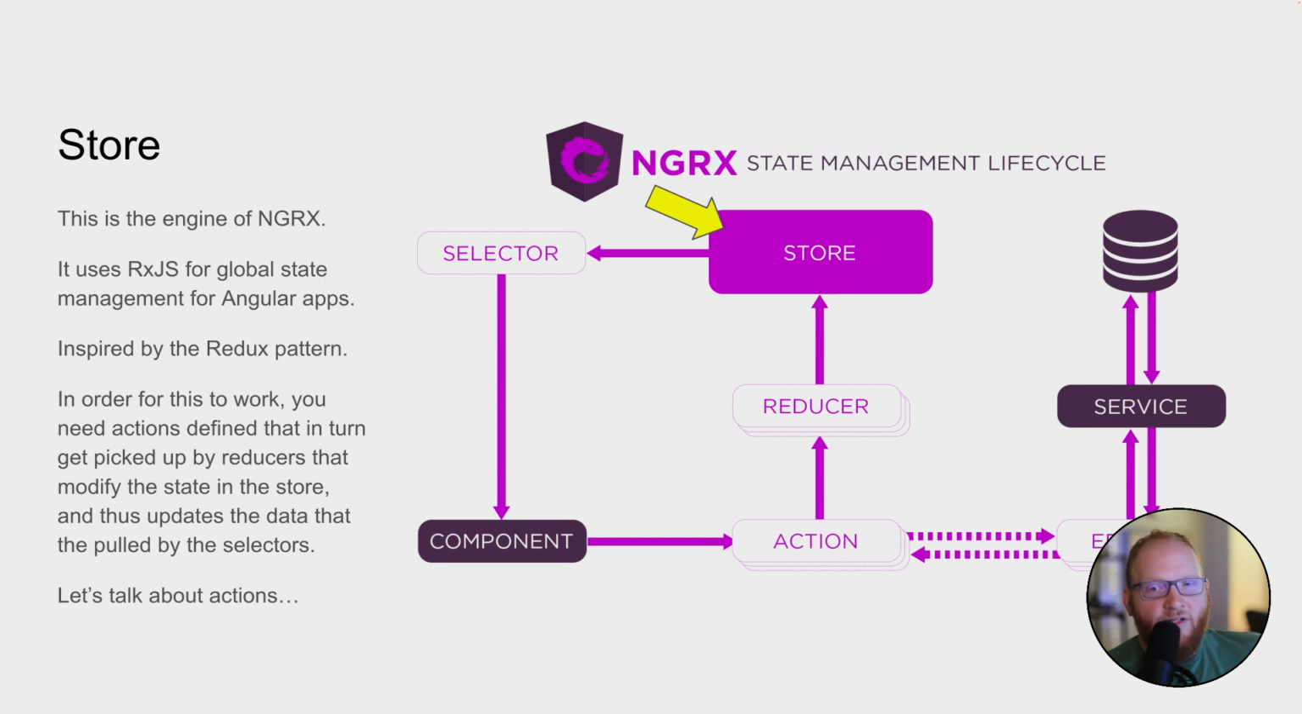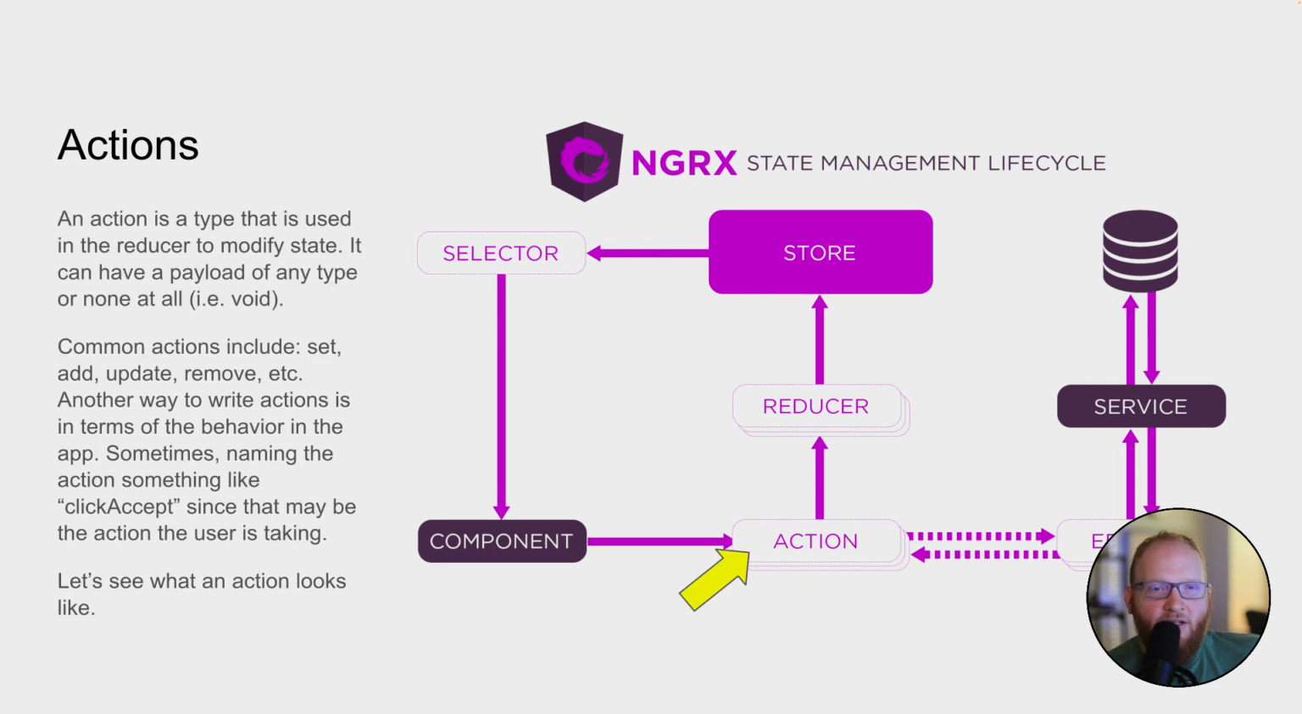So let's talk about actions first, because I think you need actions. The main concept starts with actions, in my opinion, because nothing will happen if you don't have any actions defined. Actions are the language for updating state, for changing state, for kicking off effects, doing whatever. Common actions usually include CRUD, like set, add, update, remove. But another way to write actions is using behavioral language. If somebody's clicking an accept button, you can have a click accept action that is more specific to the action that the user is taking, thus making it more behavior driven.